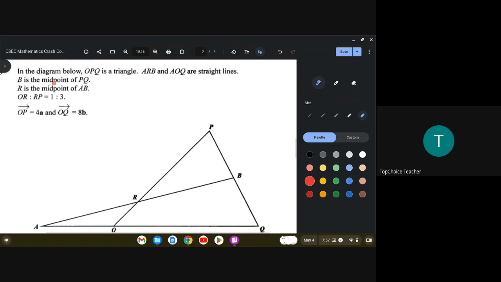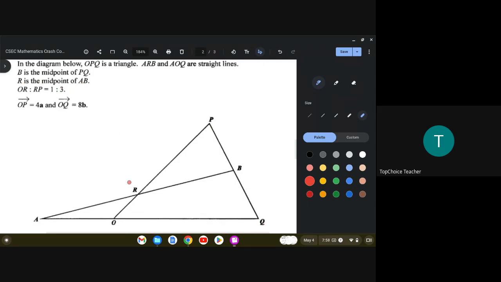B is the midpoint of P and Q. That means B is exactly in the middle of P and Q. R is the midpoint of A and B. R is directly between A and B. OR and RP have a ratio of 1 to 3. So if you look at this here, OR and RP have a ratio of 1 to 3.